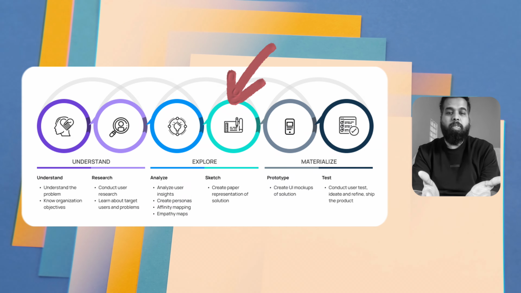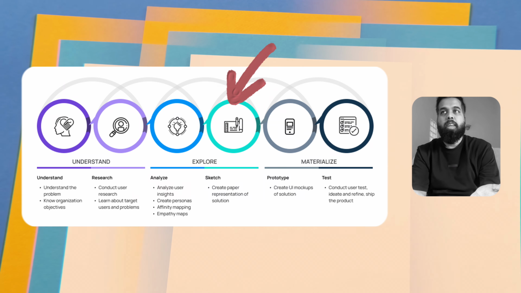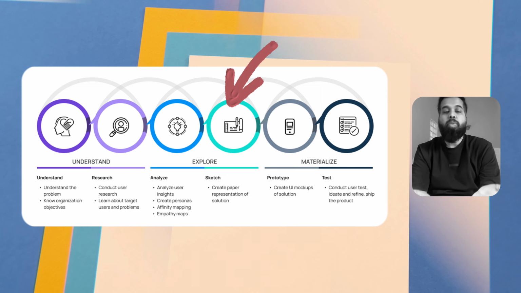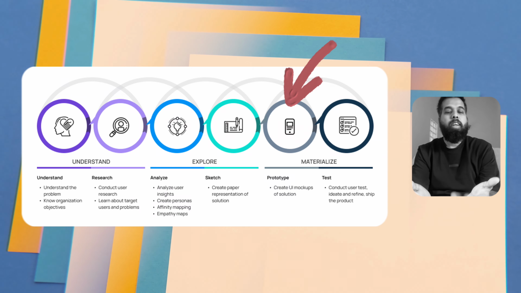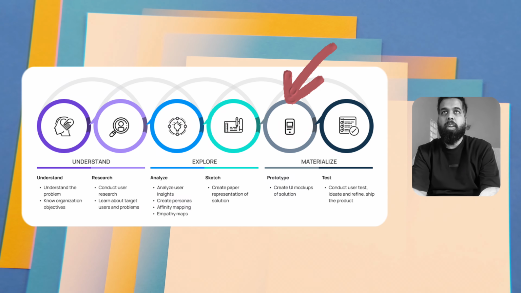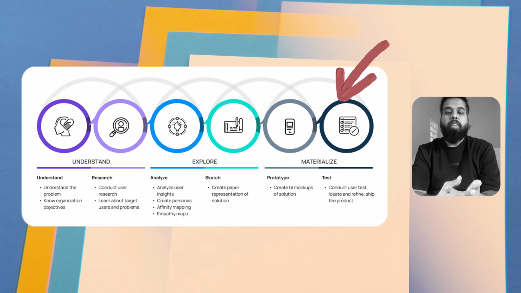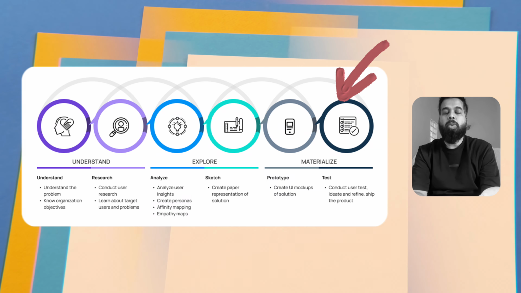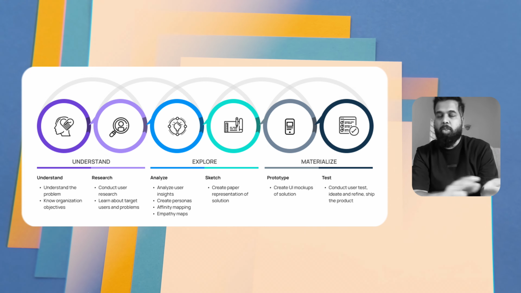In the sketching phase, we create a paper representation by using pencil and paper. On white paper we can draw low fidelity wireframes. And we have prototype, where we create a visual design and UI mockups to present to our end users and get their feedback. Finally we can send these to our users or the stakeholders and get their valuable feedback on this. All right, let's go through the whole process one by one.